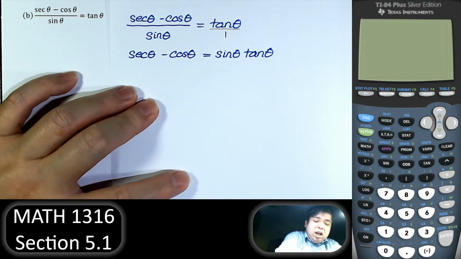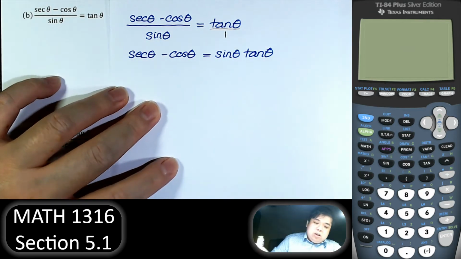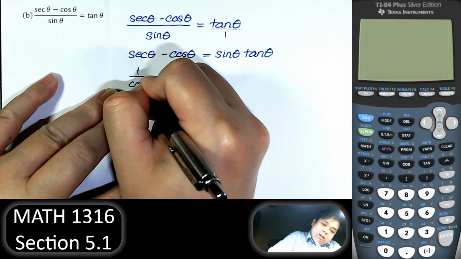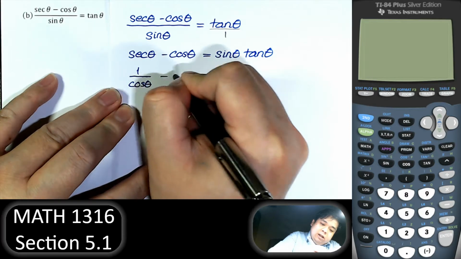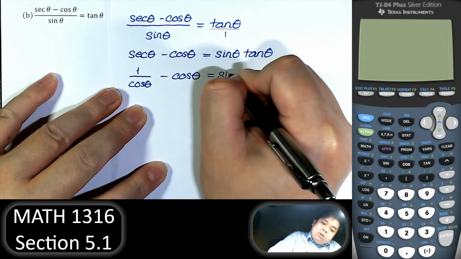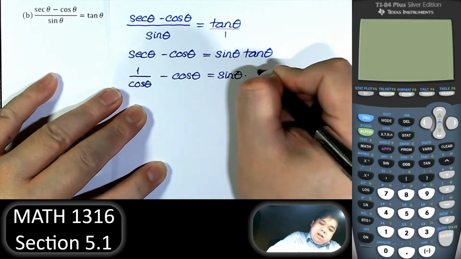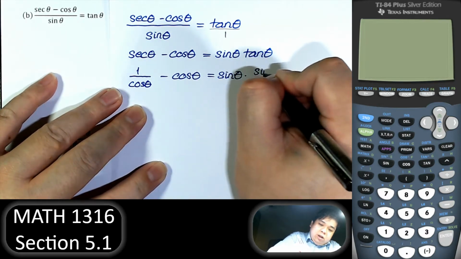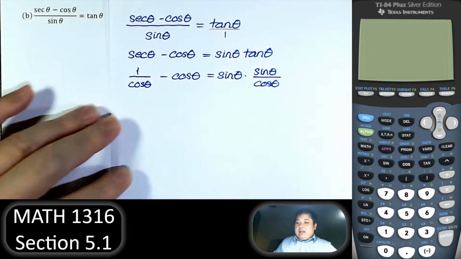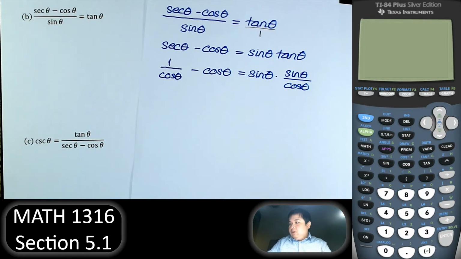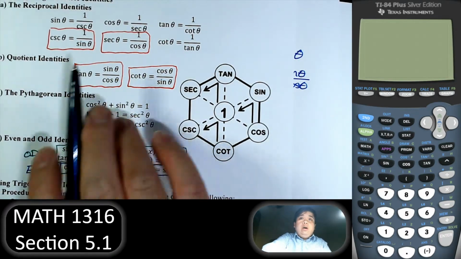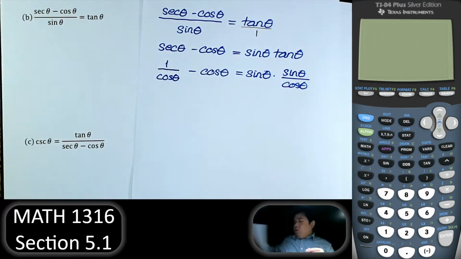And then next, write everything in terms of sine, cosine. Secant is 1 over cosine, right? And then this cosine is good. So I write everything in terms of sine and cosine. Tangent is sine over cosine. So remember those 4 identities that I circled. With those 4, we can write everything in terms of sine, cosine.